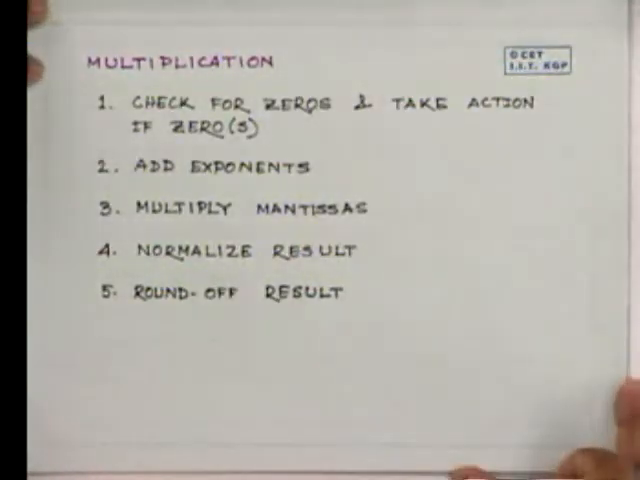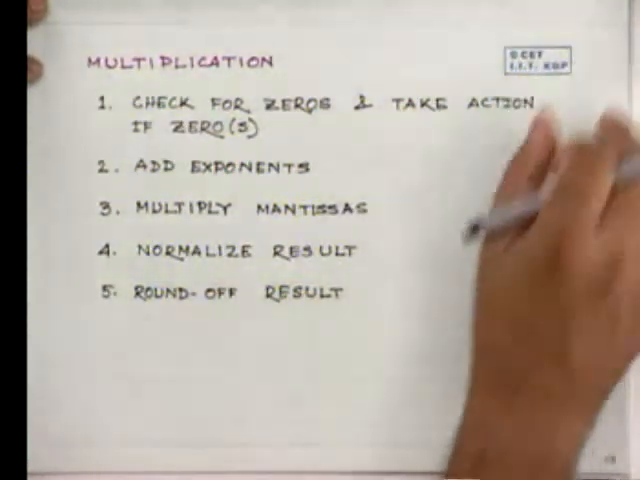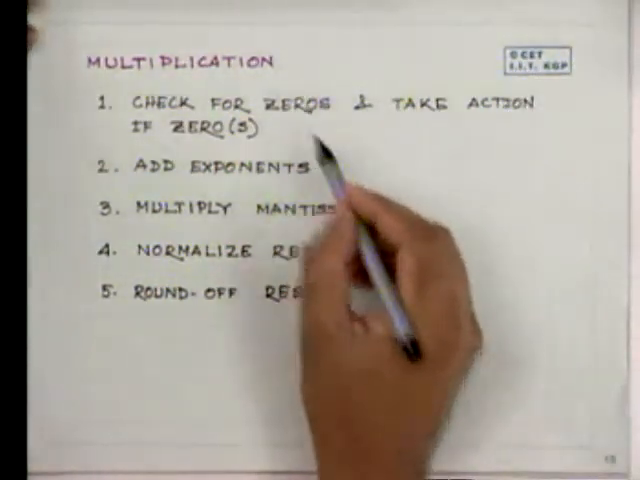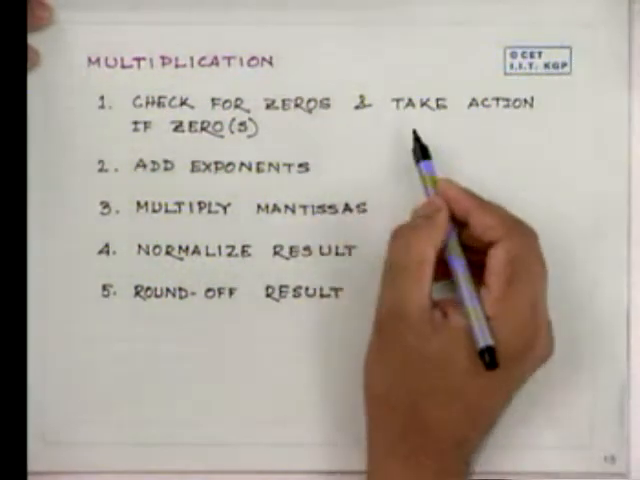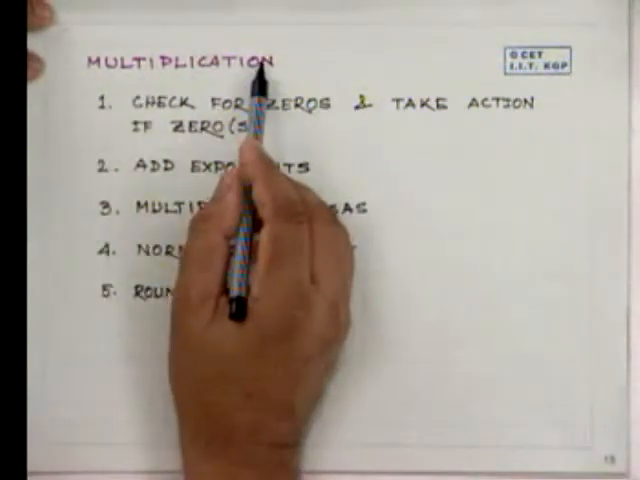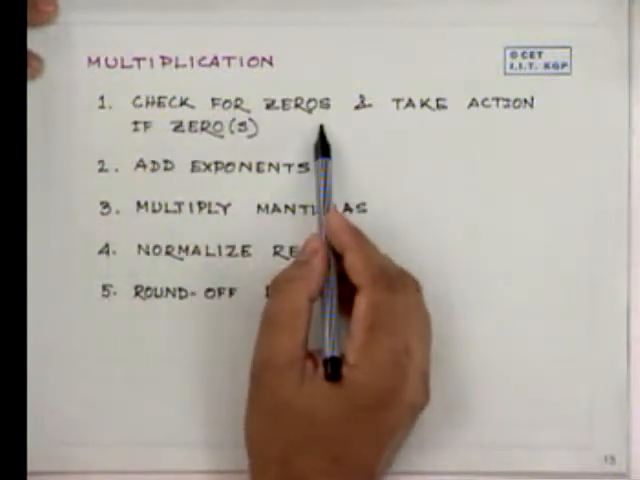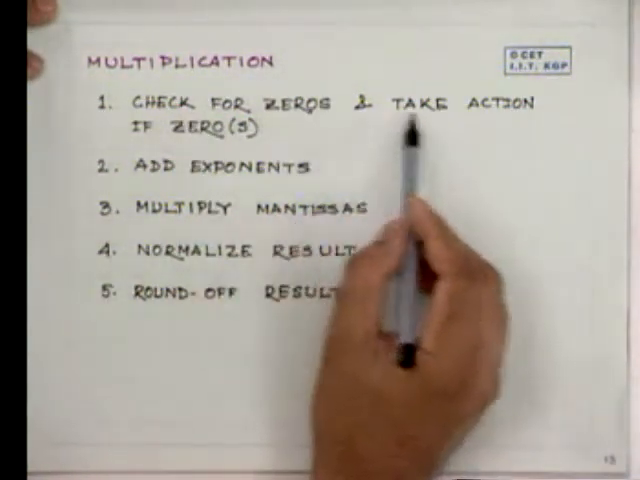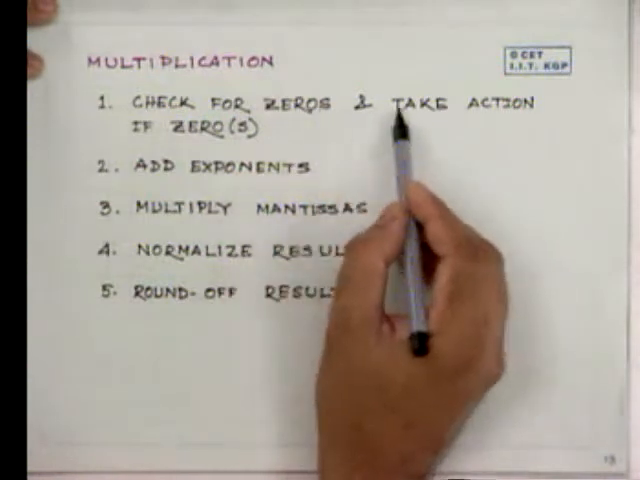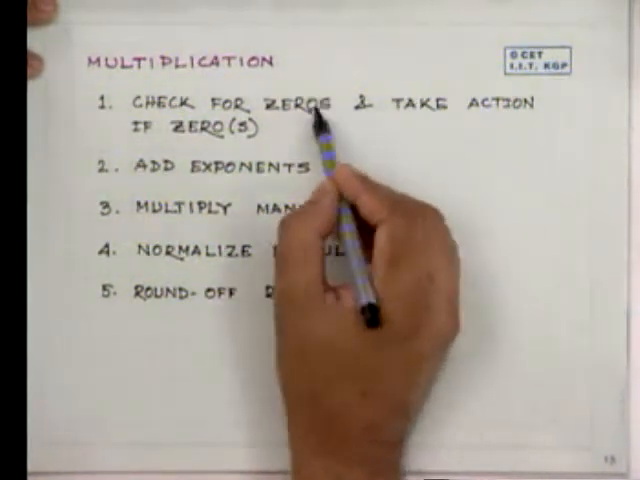Now, similar will be the situation if we go for multiplication. Multiplication will naturally have to have a similar unit. Say we are multiplying two numbers: check for zeros in the two numbers and take action if zeros. That means if any one of them is 0, then we'll have to declare the result to be 0.